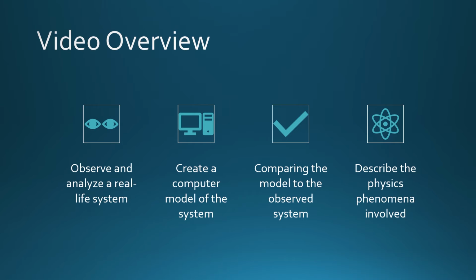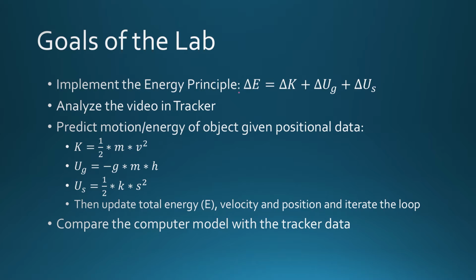In this video you'll see me observe and analyze a real-life system using Tracker, create a computer model of the system using GlowScript, compare the model to the observed system, and describe the physics phenomena involved. The goal of this lab was to implement the energy principle. The change in total system energy is equal to the change in kinetic energy plus the change in potential gravitational energy plus the change in potential spring energy.